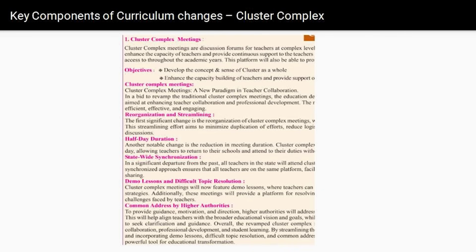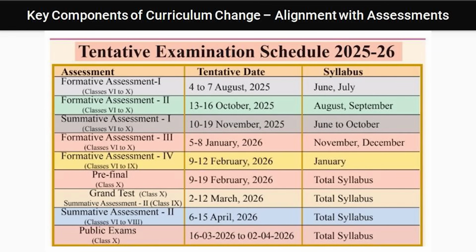So what are the objectives of conducting cluster complexes like this? The key objectives are developing the concepts and sense of the cluster as a whole, enhancing capacity building for teachers, and providing support in learning. For that, as SART, we are giving some model lessons as well as explaining some difficult concepts for that particular month. Next, this curriculum is also aligned with assessments.